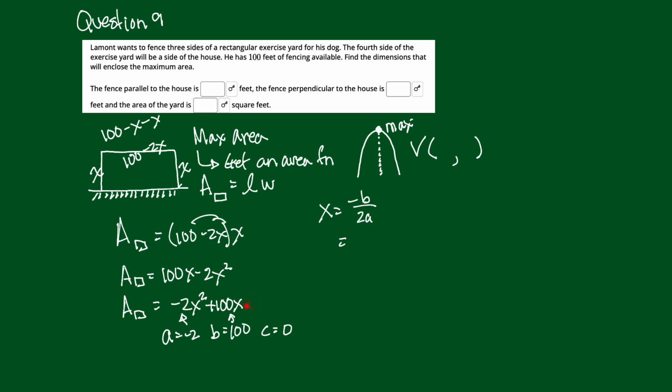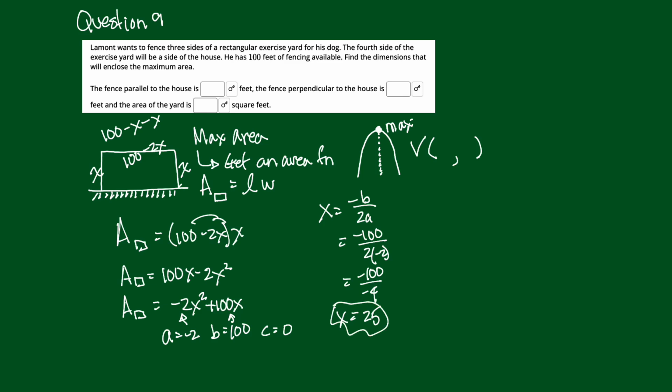What is b? b is 100. So I'm going to get negative 100 over 2 times a. A is right down here. It's negative 2. All right, so we're going to get negative 100 divided by negative 4. So how about 25? That's the x-coordinate.